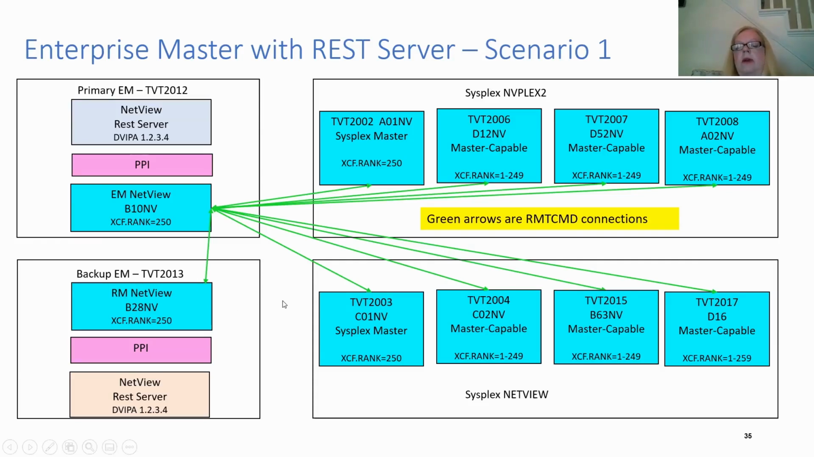for data flow. And so requests will flow outbound and responses will flow inbound. And you see I have a REST server up here with the primary enterprise master. This one's active. This one down here is inactive, but it can fail over there. Again, you can use a devipa for that REST server to help with that failover.